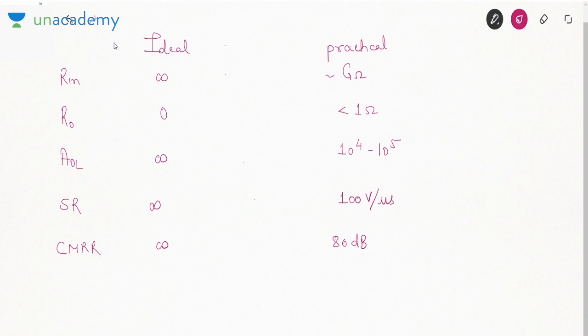Then bandwidth in open loop, ideally it must be infinite, practically it is very small, 10 radian per second. That is your open loop bandwidth, which is very small. So this is the difference between the parameters that are observed for ideal op-amp and for a practical op-amp. In the next video, I will tell you about some problems based on these parameters.